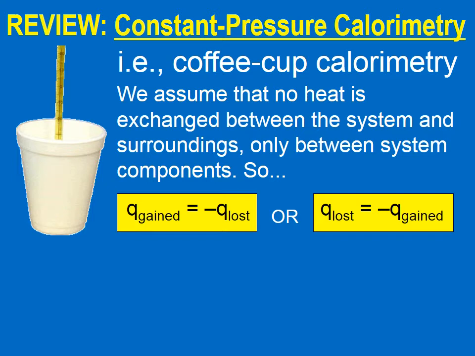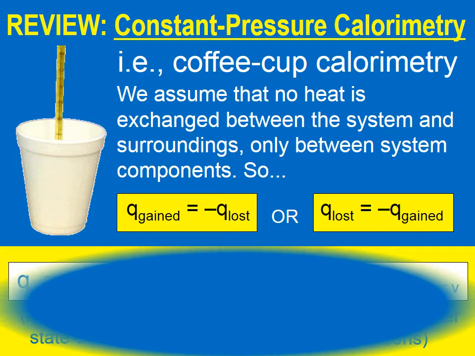Let's review constant pressure or coffee cup calorimetry. We assume that no heat is exchanged between the system and surroundings, only between system components. The heat gained is equal to the opposite of the heat lost, or the heat lost is equal to the opposite of the heat gained. Either form of this equation is perfectly good.